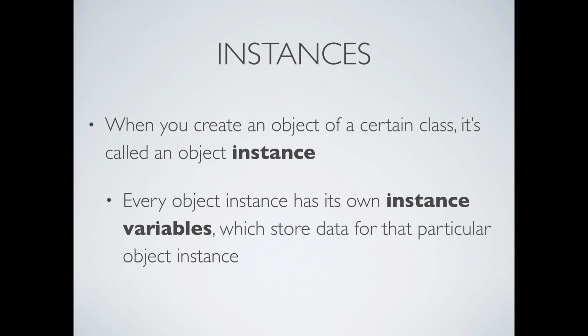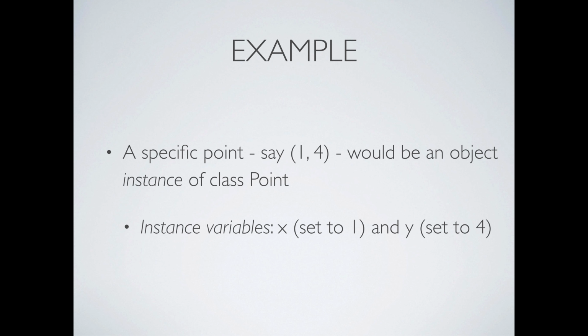Every object instance is going to have its own instance variables. These are variables that store data for that particular object instance. If we go back to this point class example, a class is like a type. It's a very broad category. But I could, for example, make a specific point, say the point 1, 4. That specific point would be an example of an object instance. This is an instance of the class point. This is a specific point.